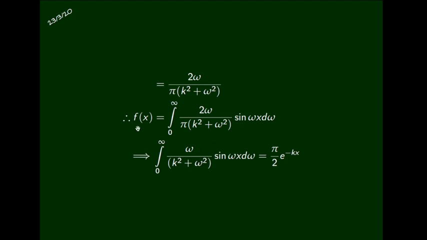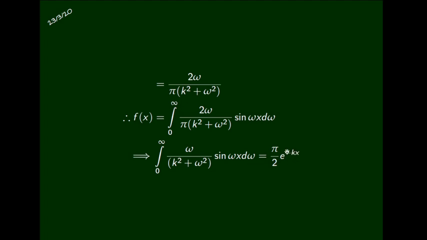But this can be written as f of x. Instead of f of x, we can use e raised to minus kx. I take this 2 by pi from the left side integral to the right side, it becomes pi by 2. So this integral can be expressed as pi by 2 into e raised to minus kx.